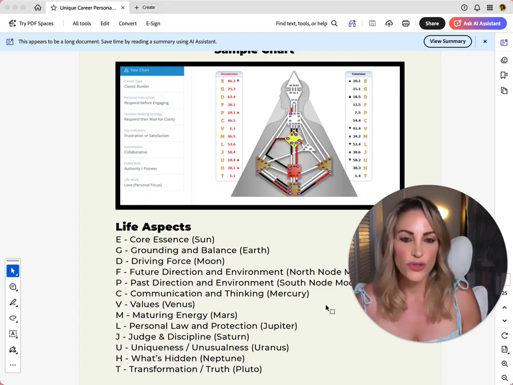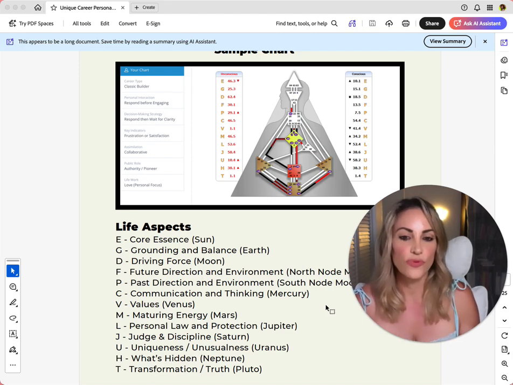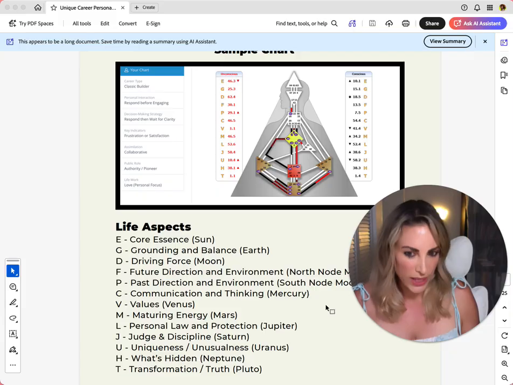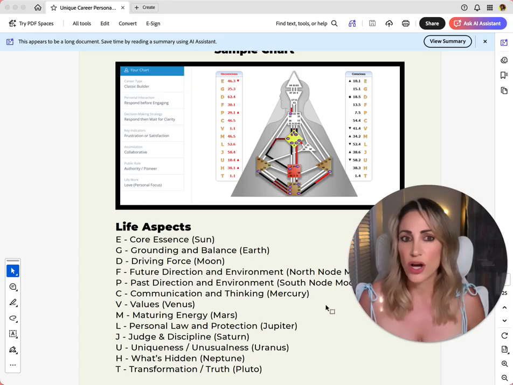Driving force, future direction and environment, past direction and environment, communication and thinking. And so how you communicate has a frequency and a DNA band, which you can look up. On your conscious communication, look up that number, like in this person, for example, it's 54.4, and you can see what it is that you're designed to communicate about. And that can help with your niche and your marketing and what you say and who you talk to and what you're consistently talking about and speaking into.